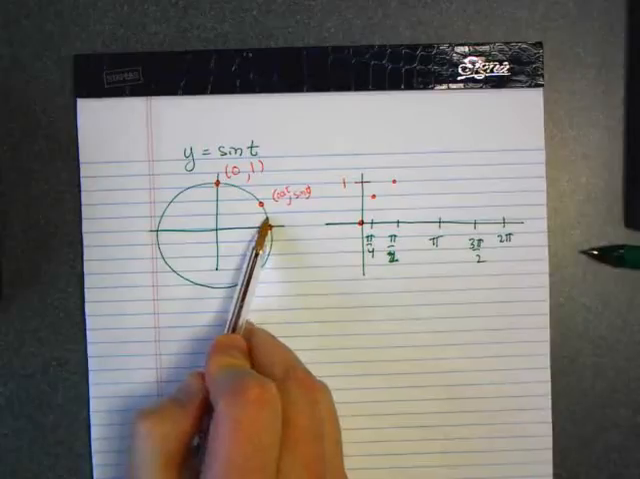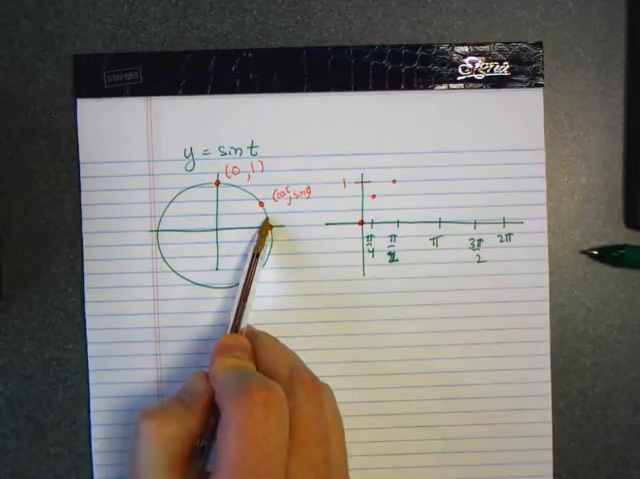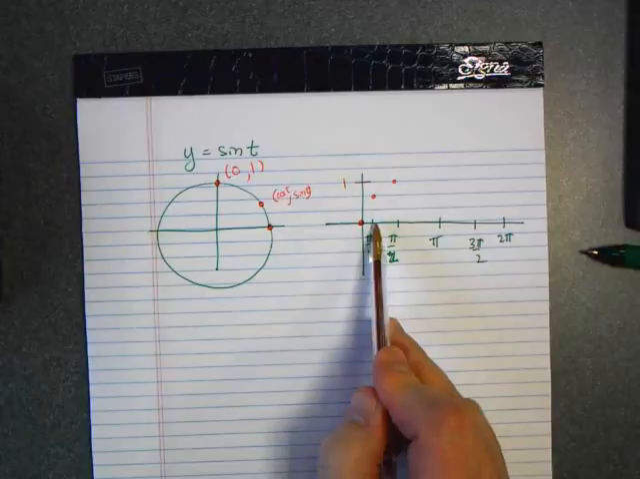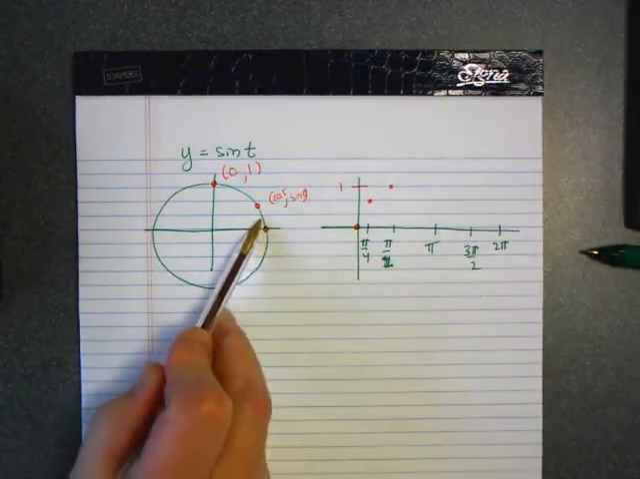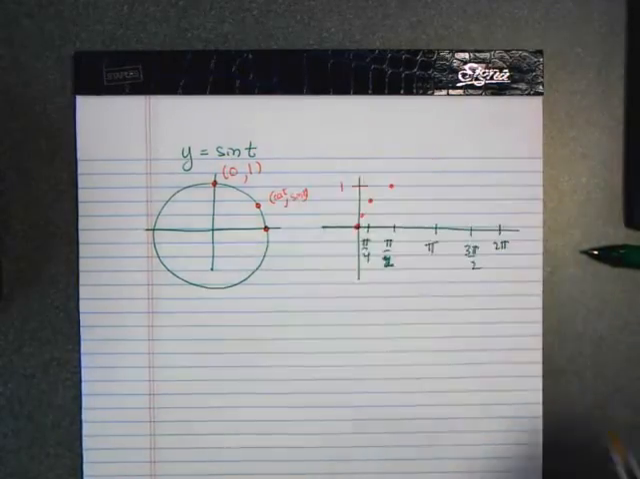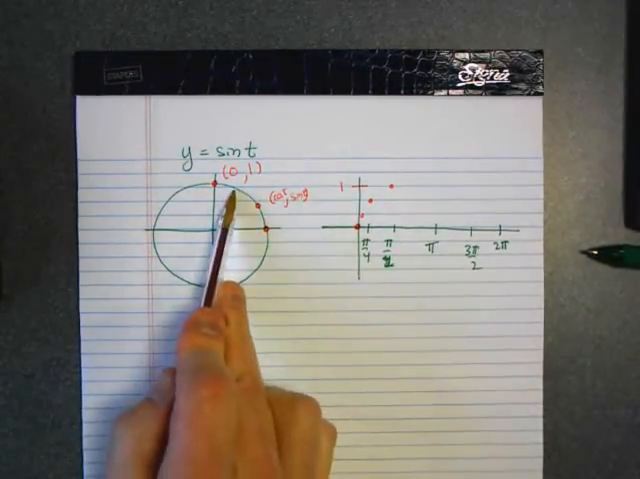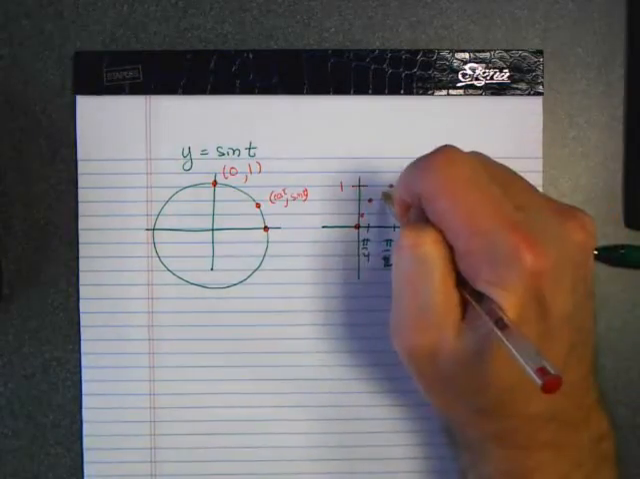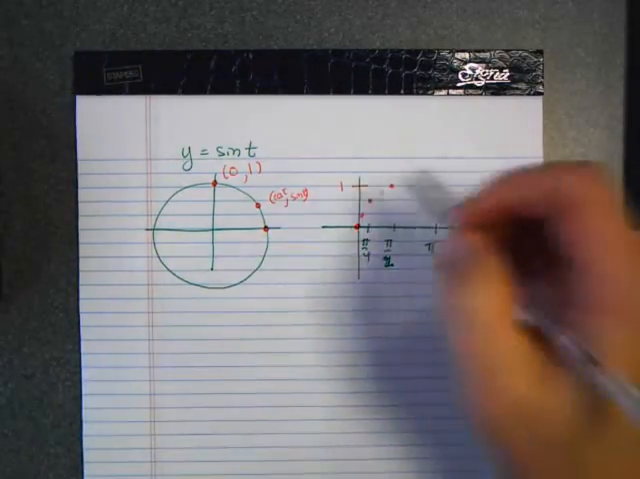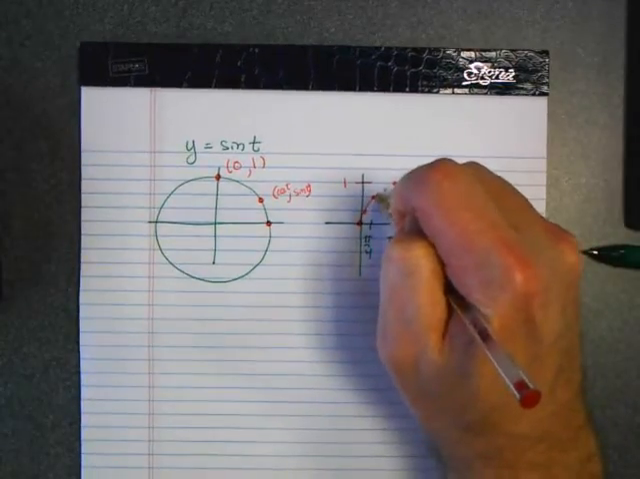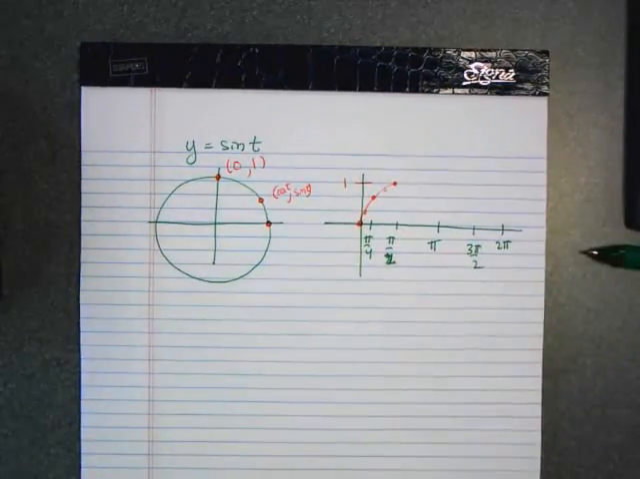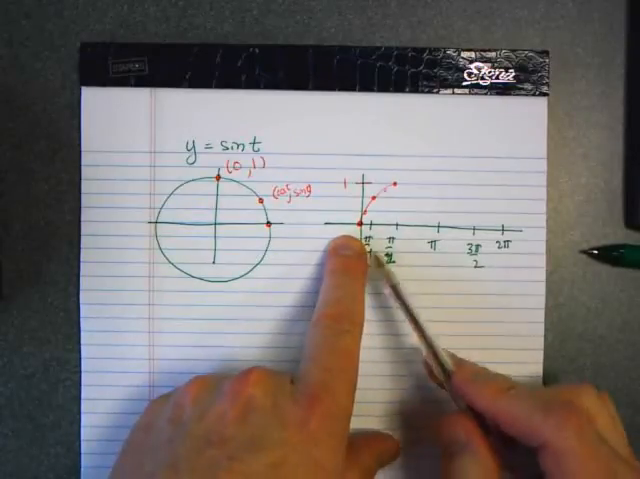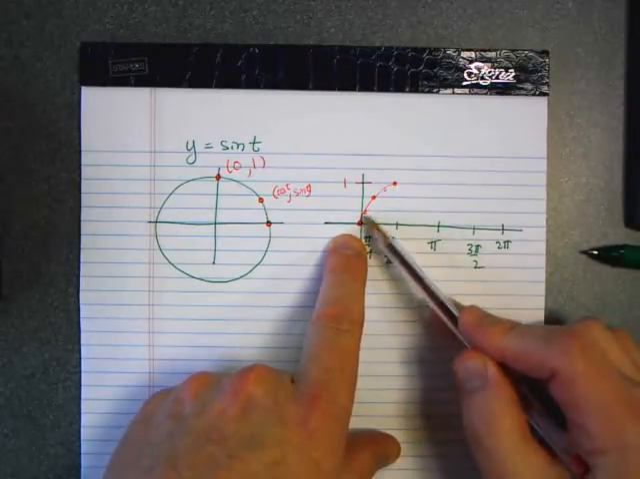What about sine of pi over 6? Pi over 6 would come before pi over 4. It's 1/2. And then how about pi over 3? Pi over 3 is about here. What's the y value right there? Square root of 3 over 2. So between 0 and pi over 2, I get this kind of curve like so. Sine of 0 was 0, sine of pi over 2 was 1, and my y values kept getting bigger.